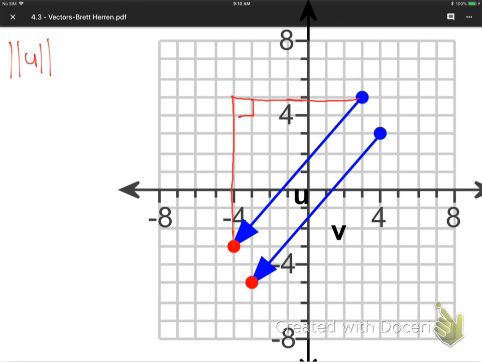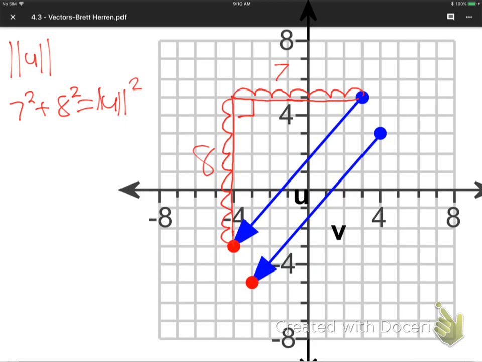Can we figure out how long that top is? Yeah. Just count them. Was it 1, 2, 3, 4, 5, 6, 7? And this side, 1, 2, 3, 4, 5, 6, 7, 8. 7 by 8. And so how do I figure out the length of the u vector? The Pythagorean Theorem. I knew you would know. So basically, 7 squared plus 8 squared is going to be the magnitude of u squared.